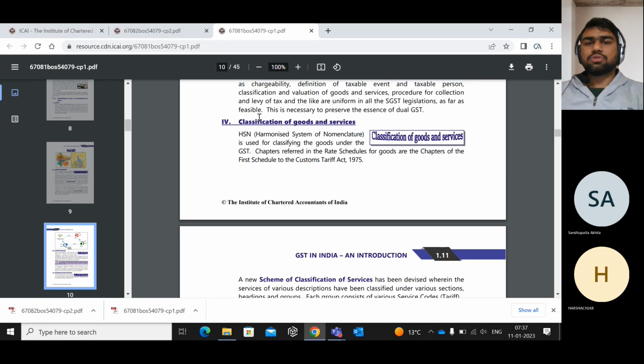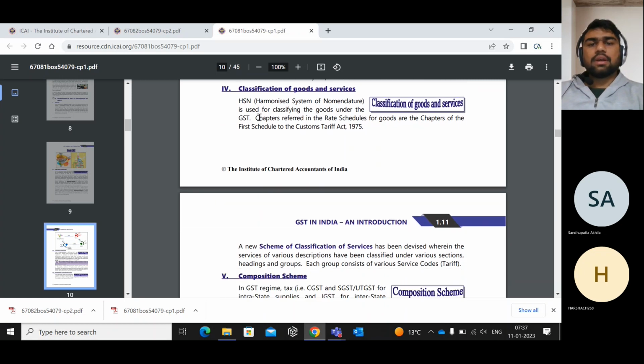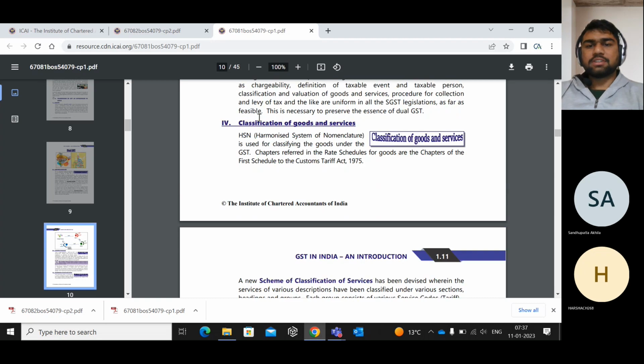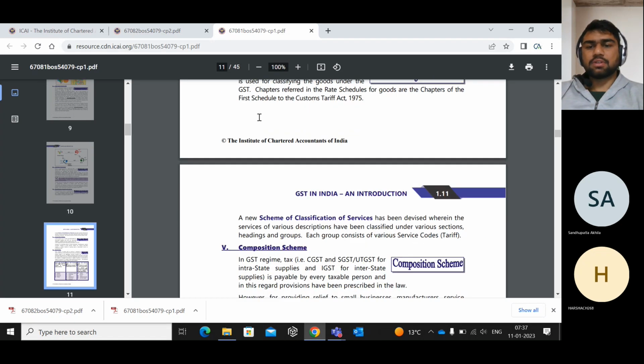Now comes classification of goods and services. In GST, the classification is based on a nomenclature. For goods, the goods are classified under HSN, and services are classified under SAC. HSN is the Harmonized System of Nomenclature where goods are classified, and services are classified in SAC, that is service account code.